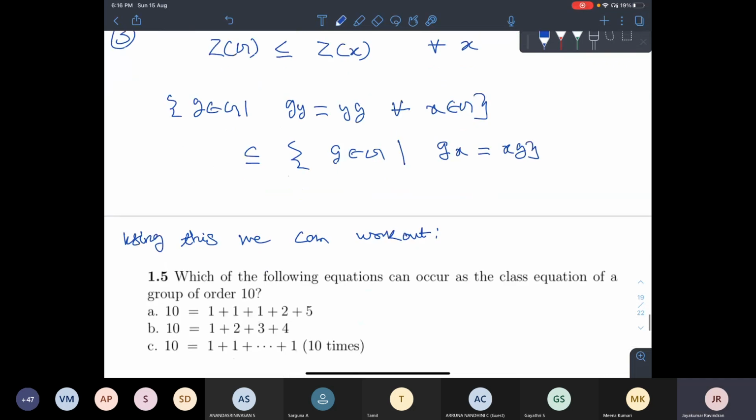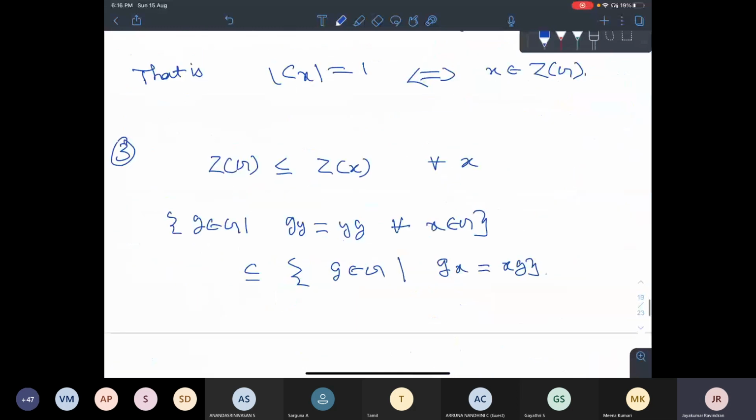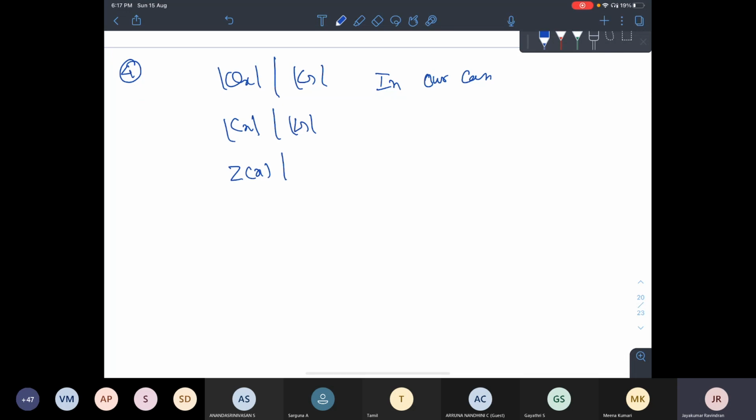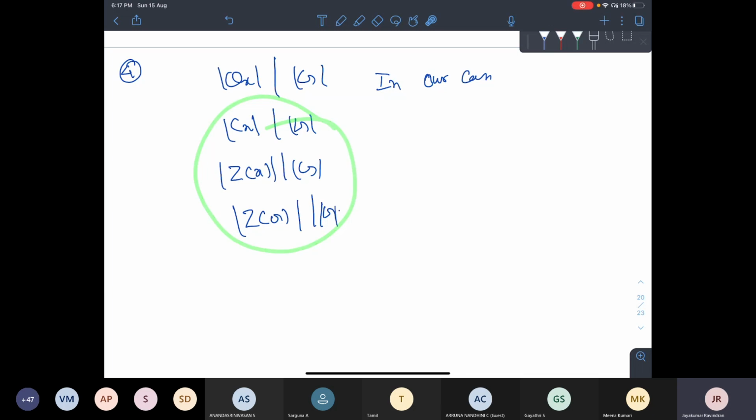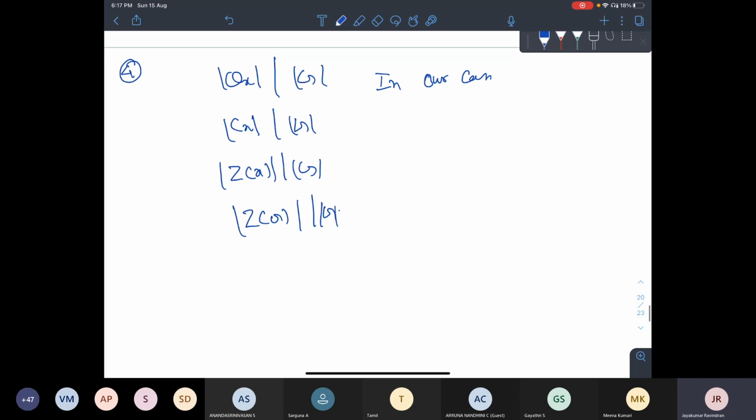And one more fact is needed, then we can work out this formula. What is that one more fact? Fourth fact: the orbit stabilizer formula says that the orbit size divides the order of G. In our case, Cx divides G. Not only Cx, Zx divides G. Not only that, the center of G divides G. Everything is a subgroup and conjugacy. So these things give a lot of conditions, and this is going to be the key to say the class equation is not possible in many of the cases.